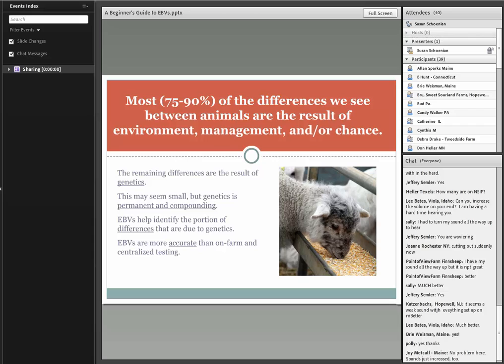And they're far more accurate than on-farm or centralized testing. If you weigh your lambs or kids and do adjusted weaning weights and make selection decisions on that basis, that's a good thing. But if you want to get more accurate, you'll do EBVs. If you put a buck in our performance test or a ram in a performance test, that's a good thing too. But you're going to be much more accurate in your selection decisions if you'll take that next step and use EBVs in one way or another.